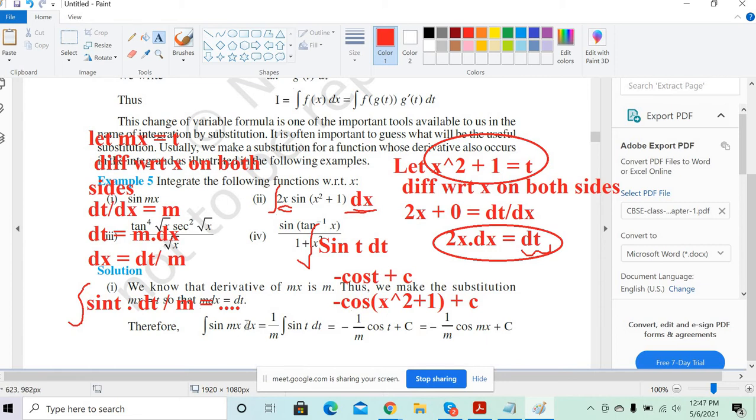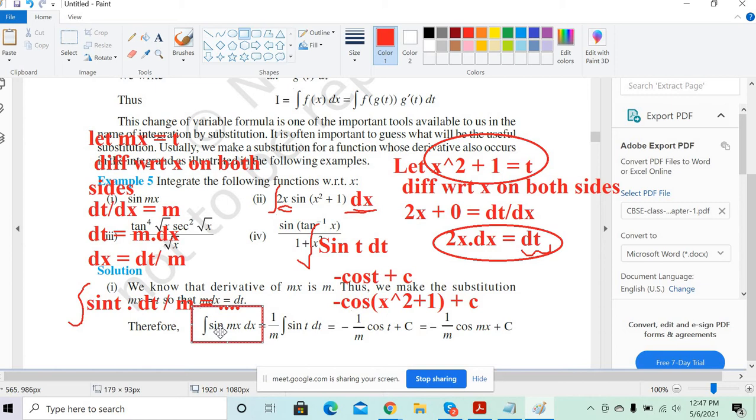So when you substitute here, sin mx is nothing but sin t. This mx is replaced with t. dx will be dt by m. So that's why 1 by m will come outside, and inside it will remain sin t dt. Did you understand? Yes, sir. Clear? Any questions, any doubts? No, sir. Clear.